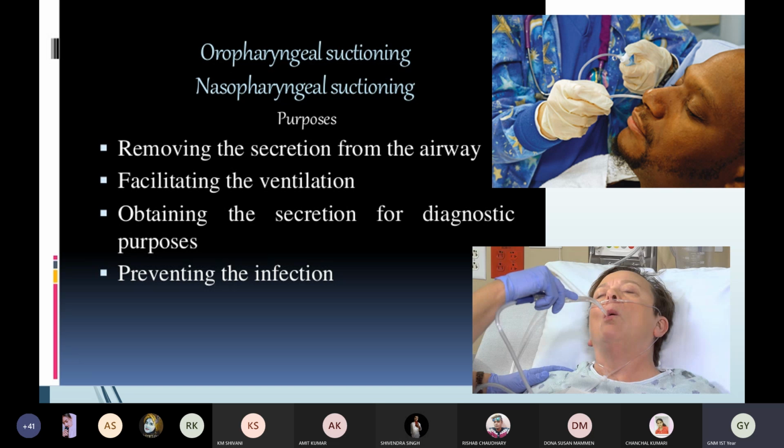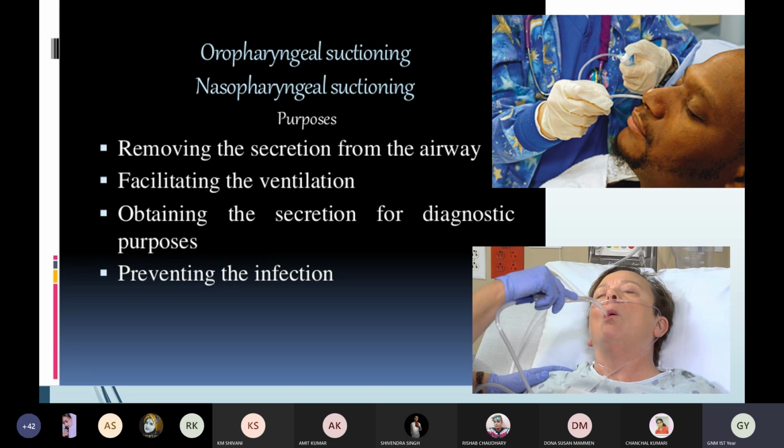So what are the purposes? Number 1, removing the secretions from the airway. If any secretions obstruct our airway and are not allowing oxygen to go down to the lungs, then we have to remove those secretions. Then number 2, facilitating the ventilation. By removing the secretion, it will help in the ventilation, in the breathing process for the patient.